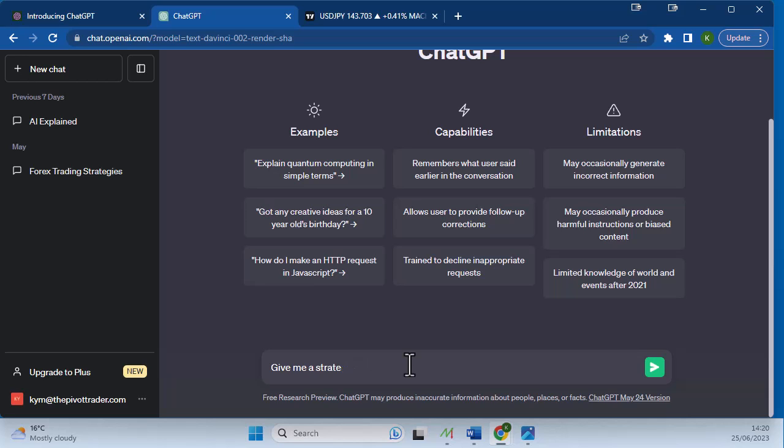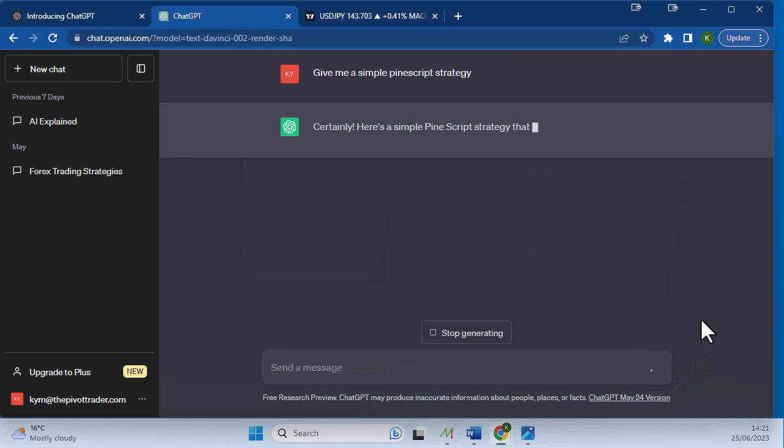Actually, I'm going to be specific here. Give me a Pine script. If I put the E on there, it'll be a lot better. Strategy. I can't even get there quick enough here. Let's make it, give me a simple. There we go. So I've actually asked the machine to deliver me a strategy.